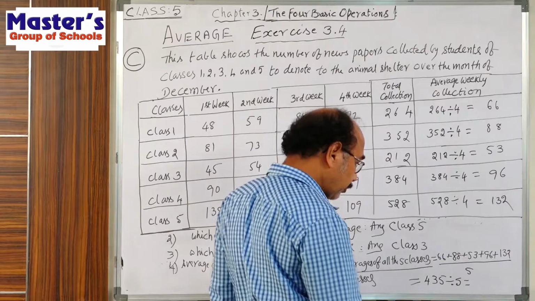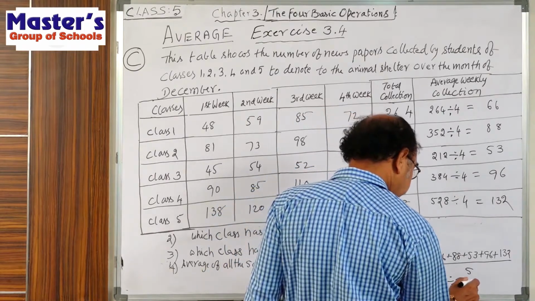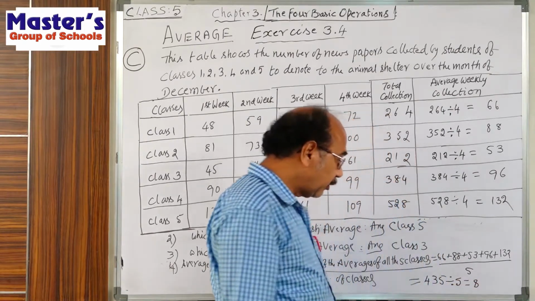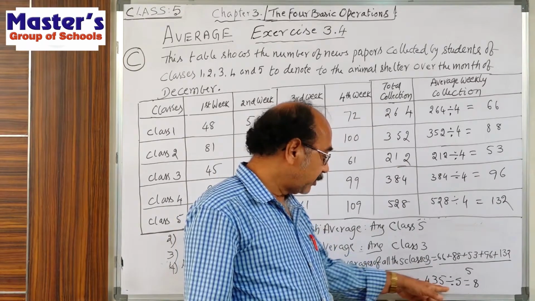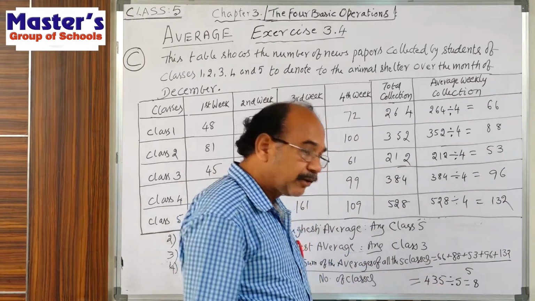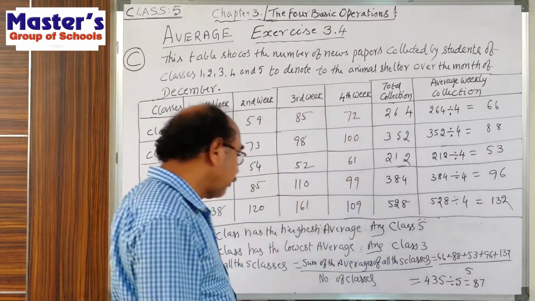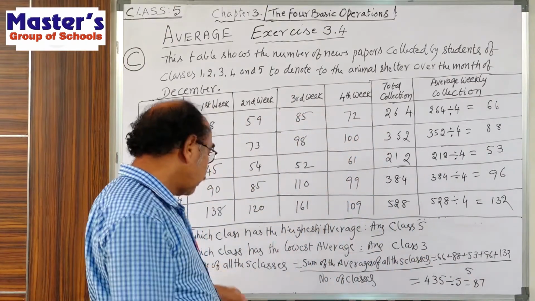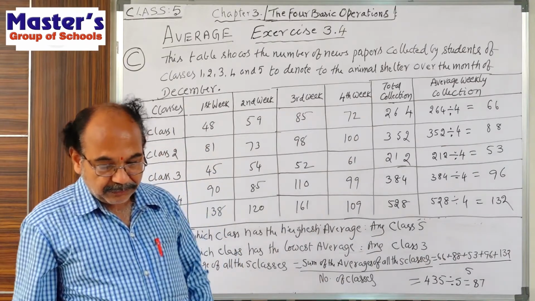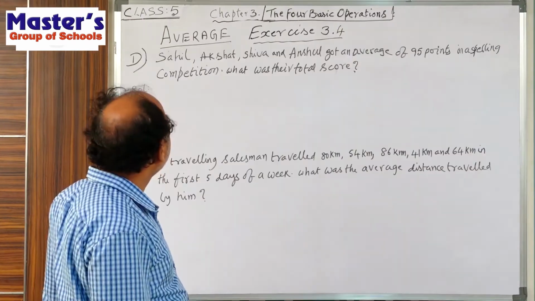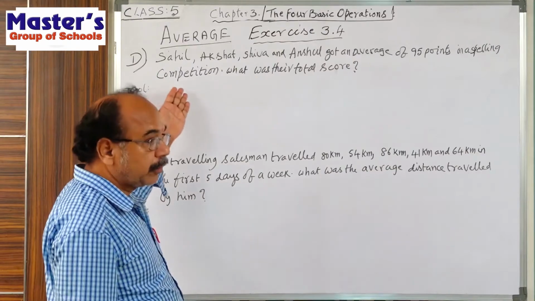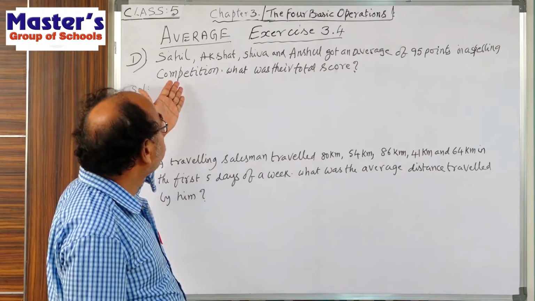Now divide. 5 eights are 40. 5 eights are 40, from the 5 table. 3 remain, 35. 5 sevens are 35. 87. That is the average of all the 5 classes. Children, now here one problem is there.